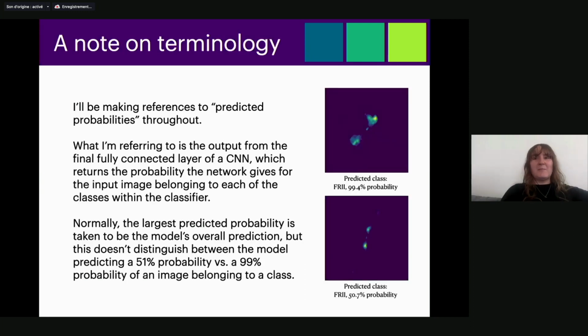I'm going to be talking a lot about probability, so thought I'd clear this up early on. When I refer to predicted probability, I'm talking about the normalized outputs from the final fully connected layer of a convolutional neural network, which encodes the probability of an image belonging to each class the model can identify. Normally, the largest one of these is taken to be the image's predicted label, but this method doesn't distinguish between an image which is labeled as a particular class with 51% probability and one that's labeled with 99% probability. Looking into these distinctions will be important for quantifying uncertainty.